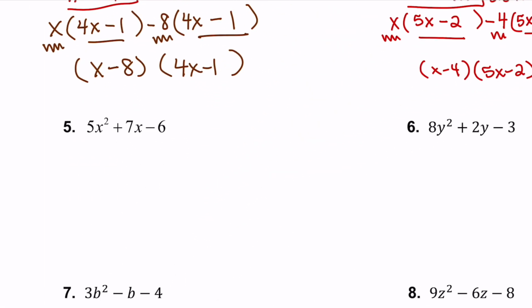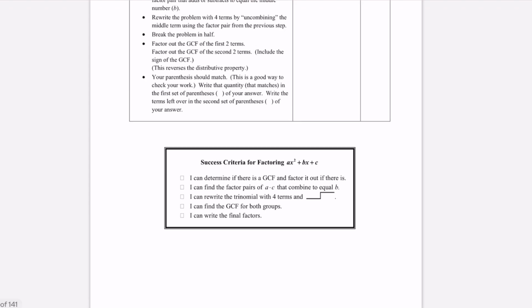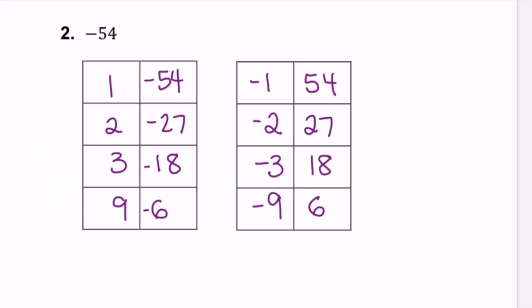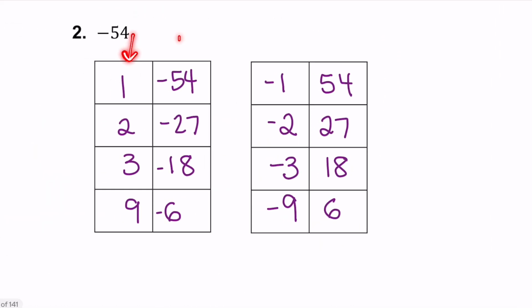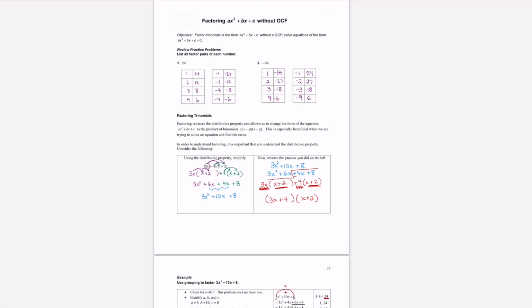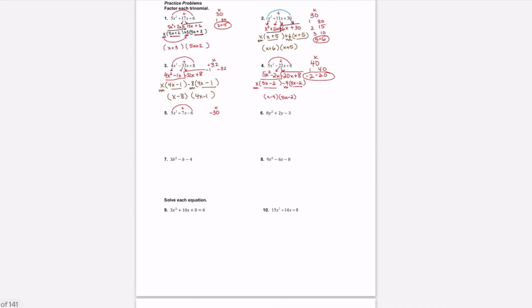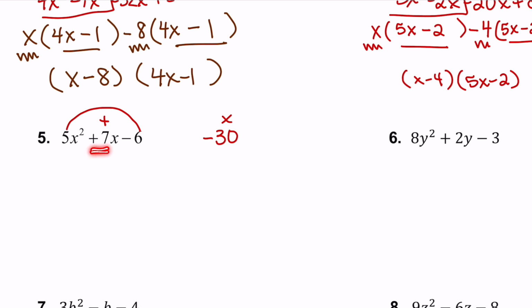Number 5, I'm going to take first times last. 5 times negative 6 is negative 30. I'm going to look for any two numbers that multiply to negative 30 and add to negative 7. Now, if I have a negative number, one is going to be positive and one is going to be negative. If I look at this middle number, it's a positive 7. So the bigger number is going to be positive and the smaller number is going to be negative.